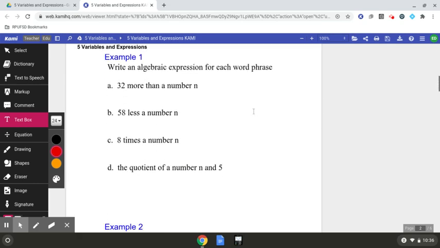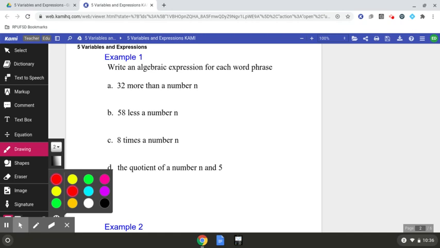Okay, so let's try these. Number one, example one, has 4 parts, A, B, C, and D. These are probably our more basic ones. It says write an algebraic expression, which again, no equal sign, for each word phrase. So for the first one, 32 more than a number. Above each term or word, we're going to write a symbol that represents what they're talking about.